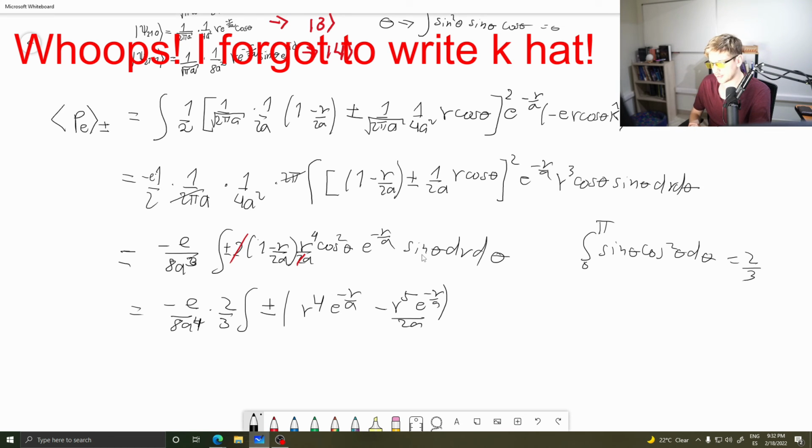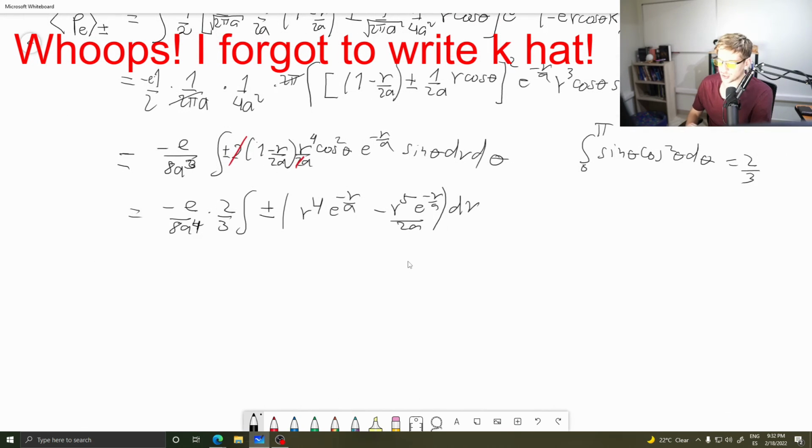Phew. All right, dr. And again, this integral we have already seen, so we should know how to solve it. This will be minus e over 4 times 3a to the fourth. Then plus or minus, times, just to make sure, this part right here will be a to the fifth. Because when we do the change of variables, we get a times r to the fourth, and then from the dr, we get another a. So we get a to the fifth.